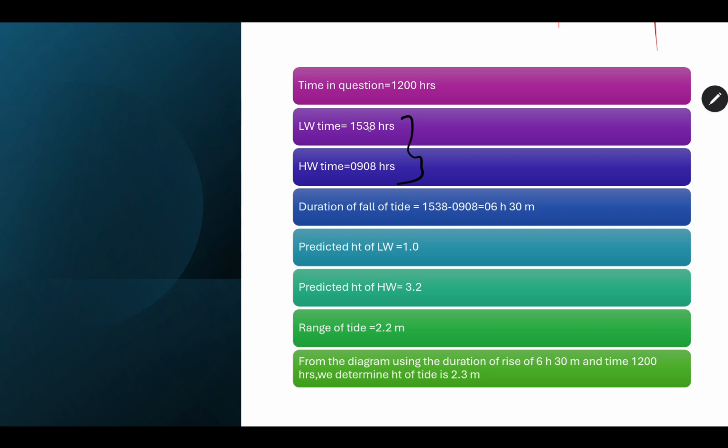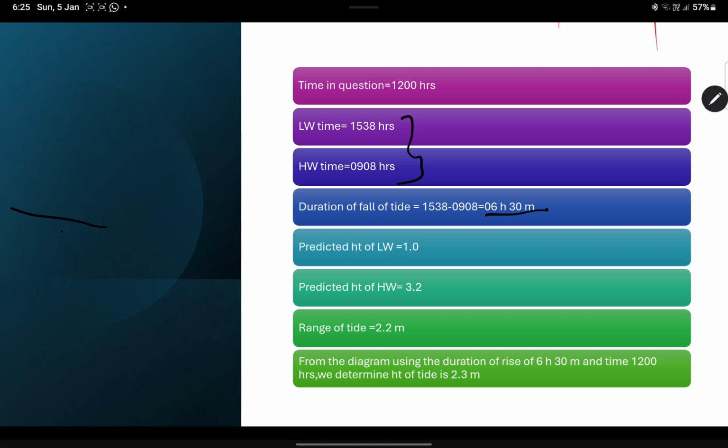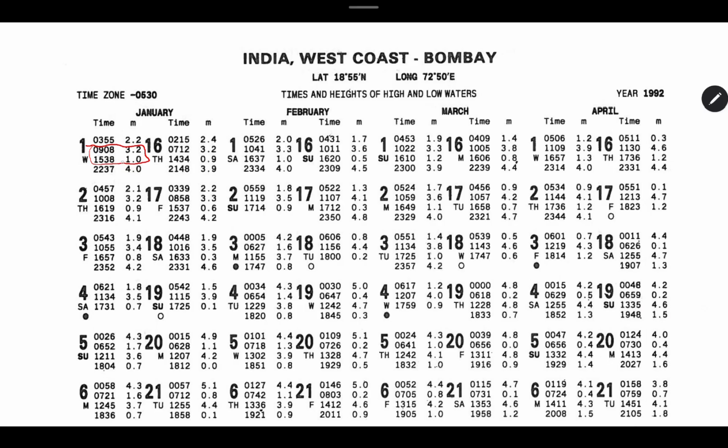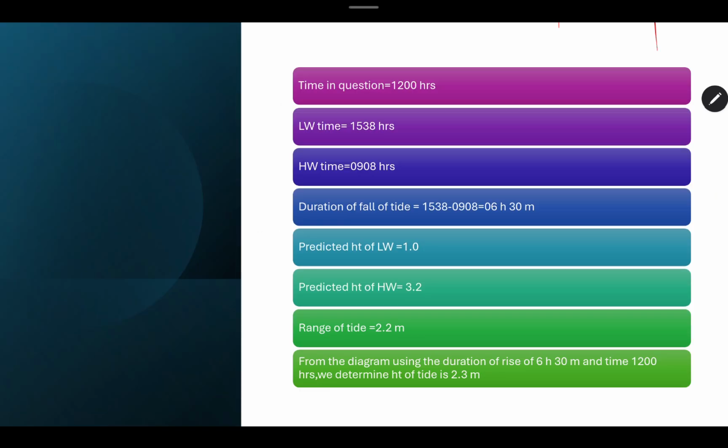So the duration of fall of tide will be 1538 minus 0908, that would be coming as 6 hours and 30 minutes. And the predicted height of low water is 1.0 meters, and the predicted height of high water is 3.2 meters. So the range of tide would be 3.2 minus 1, that will be 2.2 meters.